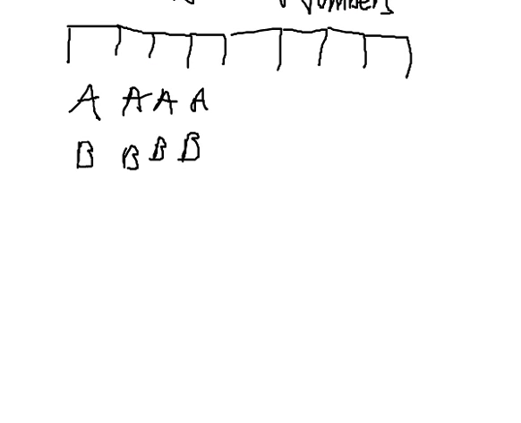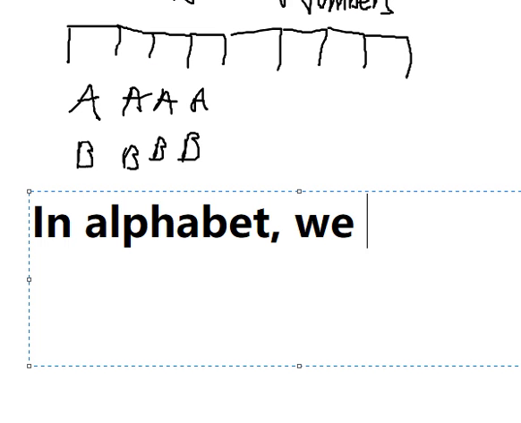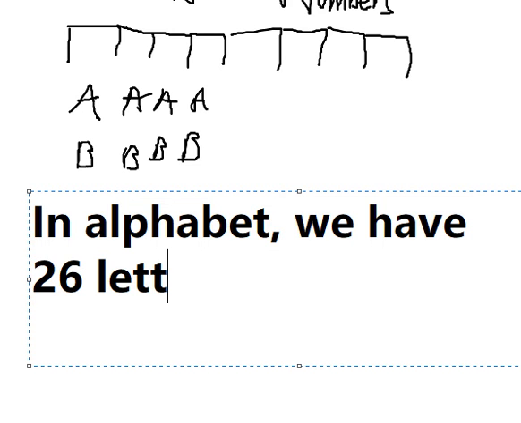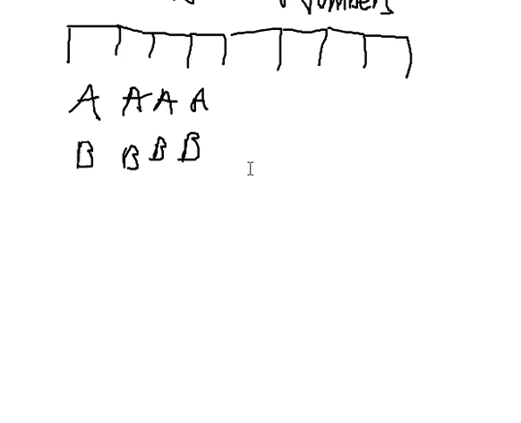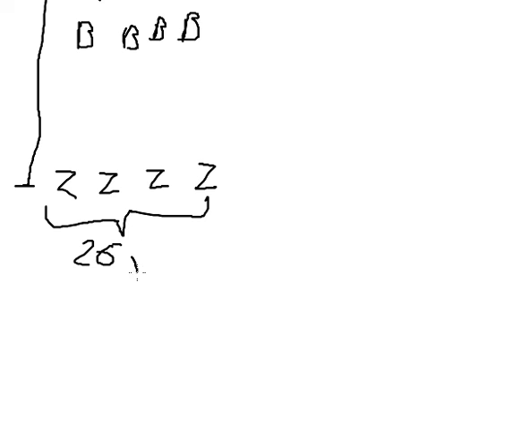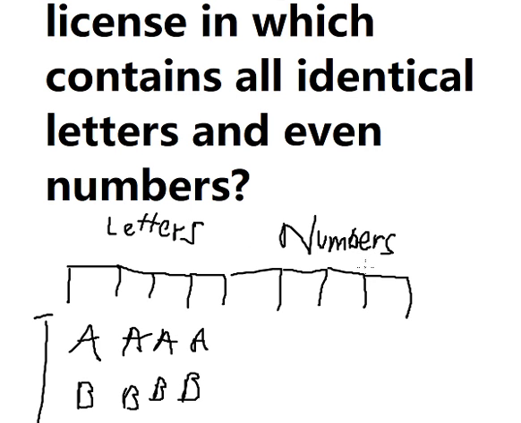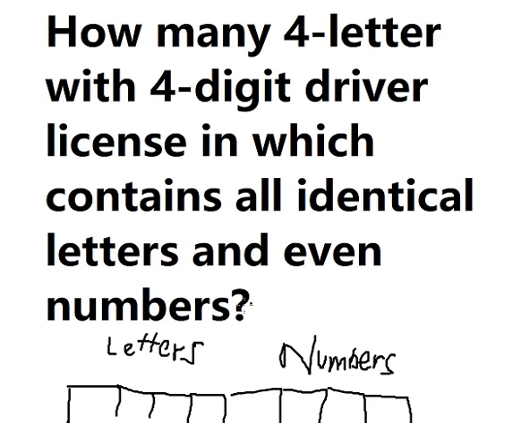We know that in the alphabet we have 26 letters. So if we do it this way, from here to here, the last one, we have 26. We have 26 ways like this, from A to Z.